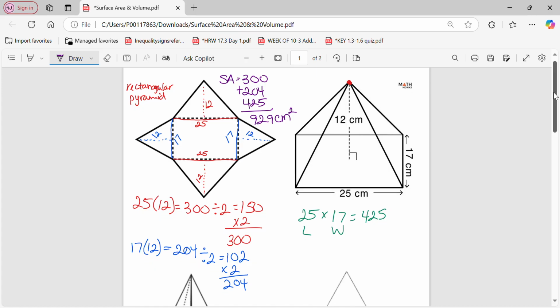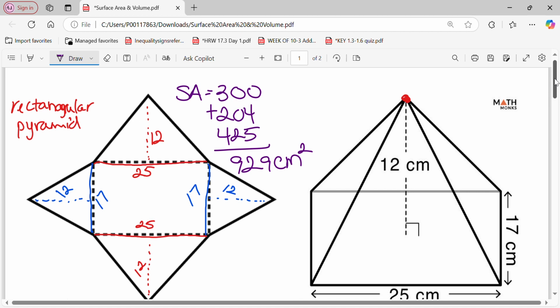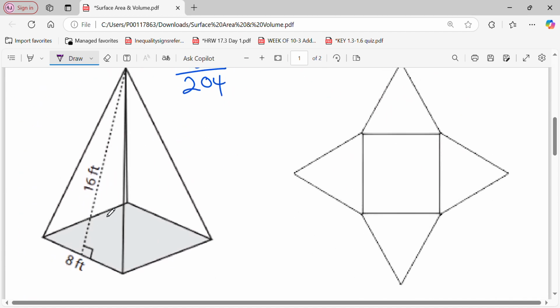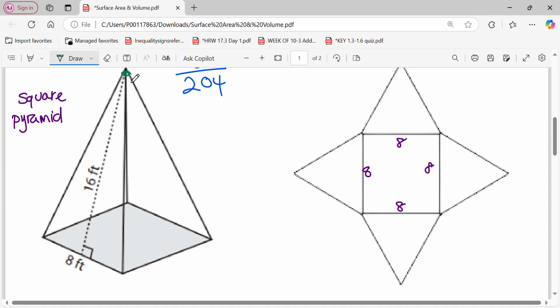Now if I was going to find the surface area of a square pyramid, I know that this is a square because the bottom or the base of my pyramid has only one measurement, which means it's the same on all sides. So this side is 8 and every other side is 8. I also only have one height and they all meet up at the same point at the very top. So all of my heights are 16.